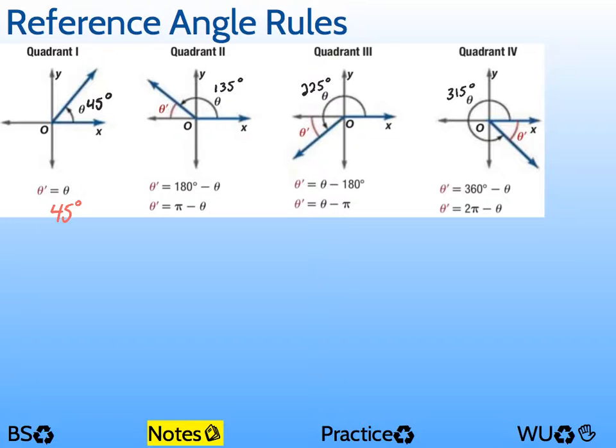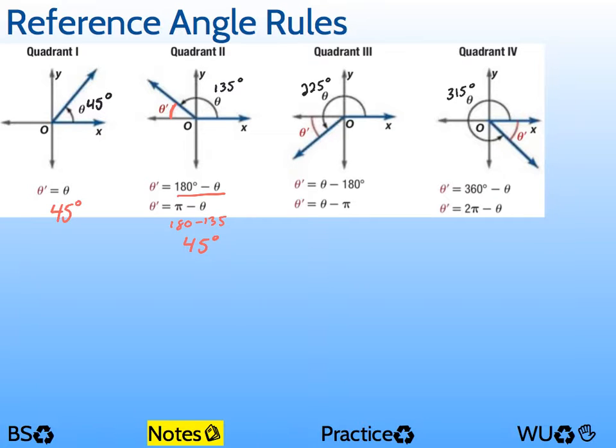For quadrant 2, the original angle is 135. The reference angle is right here. So using this rule, we have to do 180 minus 135, which gives you a reference angle of 45 degrees.